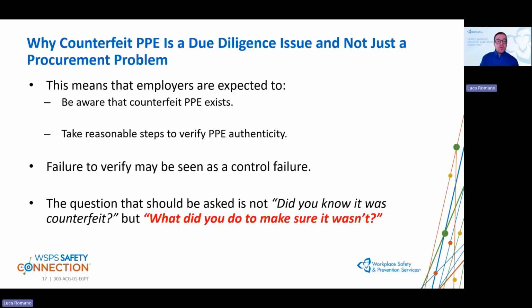At the end of the day, employers should be expected to be aware that, again, counterfeit personal protective equipment exists, and that reasonable steps need to be taken to authenticate the personal protective equipment that we're purchasing and that we even put into place. If we fail to verify this, it could be seen potentially as a control failure. Really, at the root of it, the question we should be asking is not, did we know if it was counterfeit, but what do we do to make sure that it isn't, or that it wasn't for the most part?